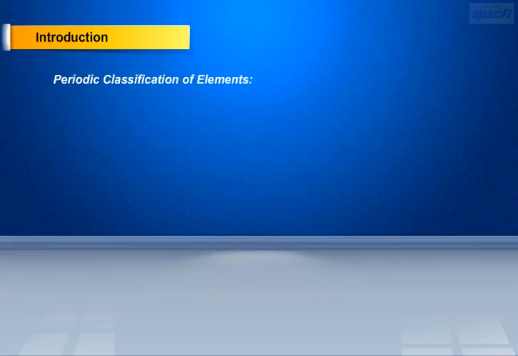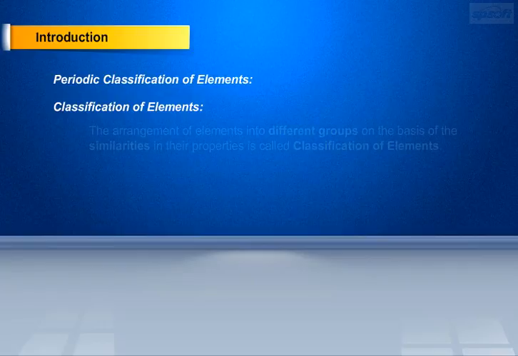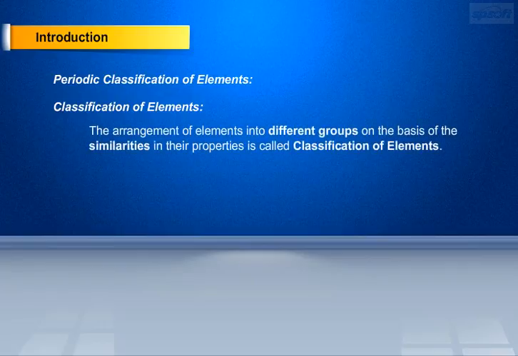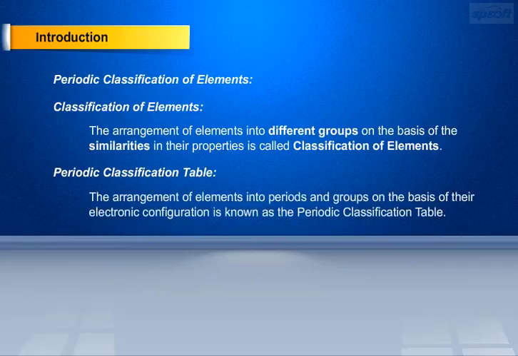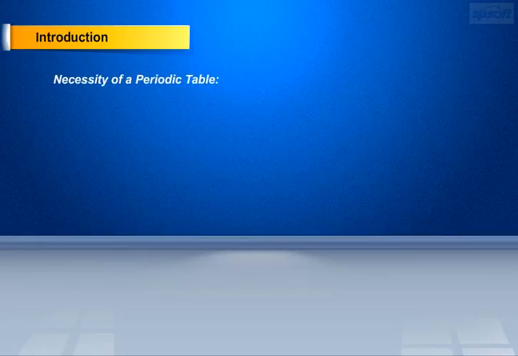Let us start with our current topic, periodic classification of elements. The arrangement of elements into different groups on the basis of their similarities and properties is called classification of elements. Periodic classification table. The arrangement of elements into periods and groups on the basis of their electronic configuration is known as the periodic classification table. Why is it necessary to create a periodic table?